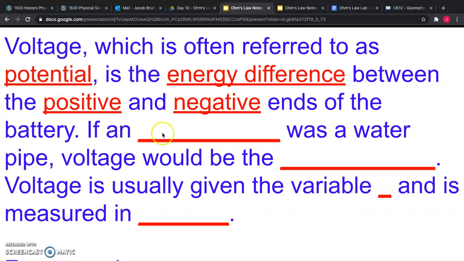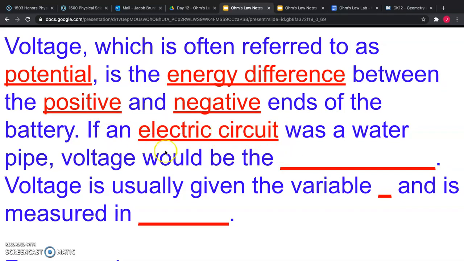So I like using the water analogy to think about voltage. If an electric circuit was a water pipe, voltage would be the water pressure inside the pipe. That's how I like to think about voltage. Voltage is like how much electric pressure is inside the circuit. It's like how much force is behind the charges moving through the circuit.